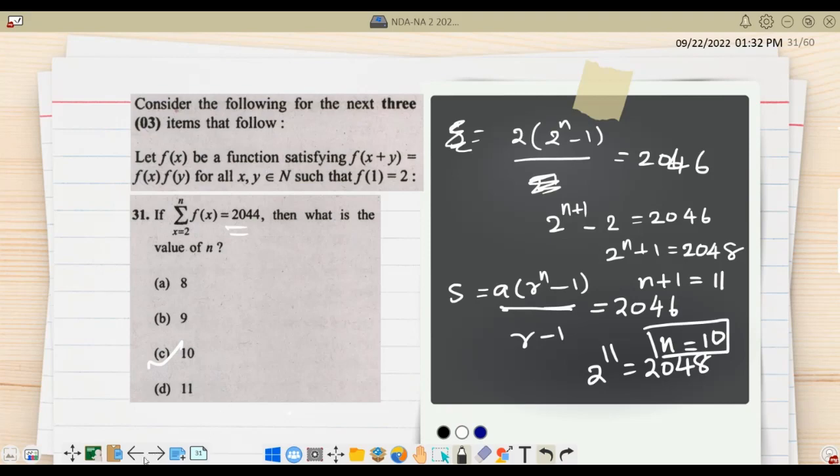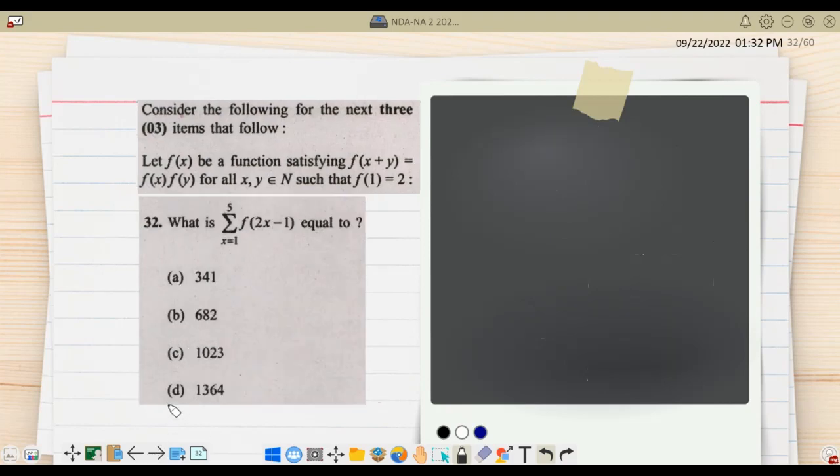Now we are going to go to the next question. Here the same condition applies, but we have to find what is sigma x equal to 1 to 5 of f of 2x minus 1. When we apply 1 to 5, when we apply 1, it becomes 2 minus 1, so f of 1.